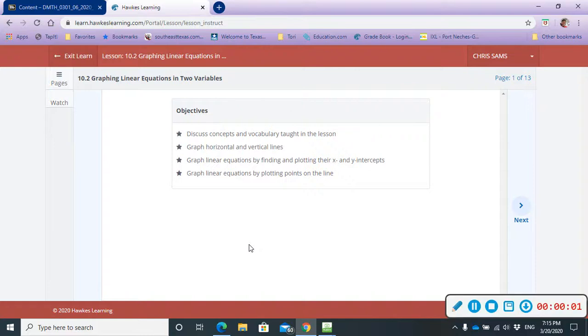Okay, today we're going to be looking at section 10.2, graphing linear equations in two variables. So now we have an equation with x and y in it. There are some vocabulary terms that you need to be familiar with. We're going to graph horizontal and vertical lines, graph equations by finding x and y intercepts, and then graph by plotting points on the line.